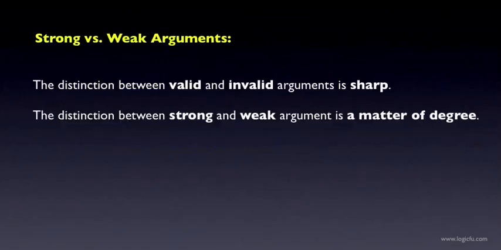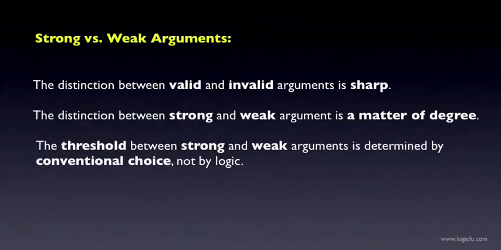Well, it turns out that there is no principled answer to this question. The distinction between valid and invalid arguments is a sharp one. Every argument is either valid or invalid. There are no degrees of validity. Validity is like pregnancy. You can't be almost pregnant or a little bit pregnant. The distinction between strong and weak arguments, on the other hand, is a matter of degree. It does make sense to say that an argument is very strong, or moderately weak, or very weak.